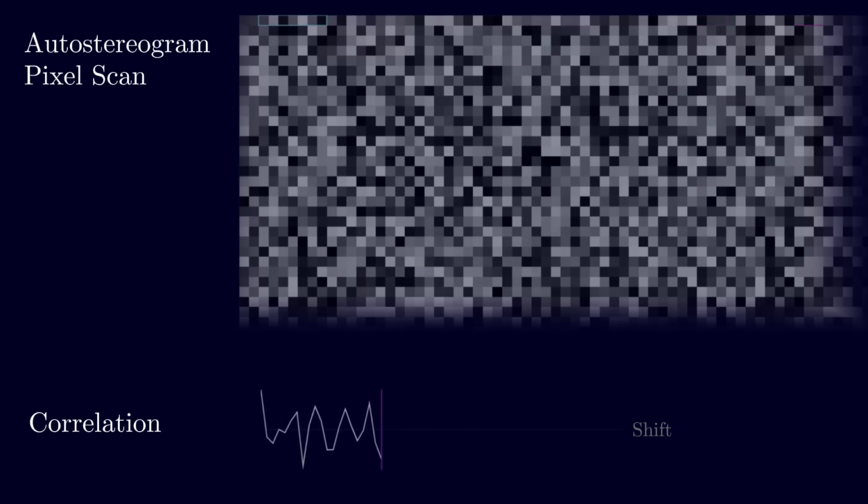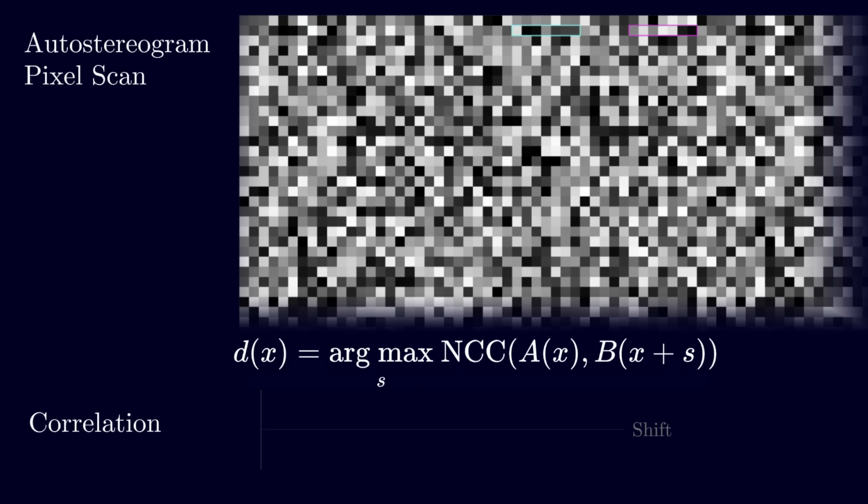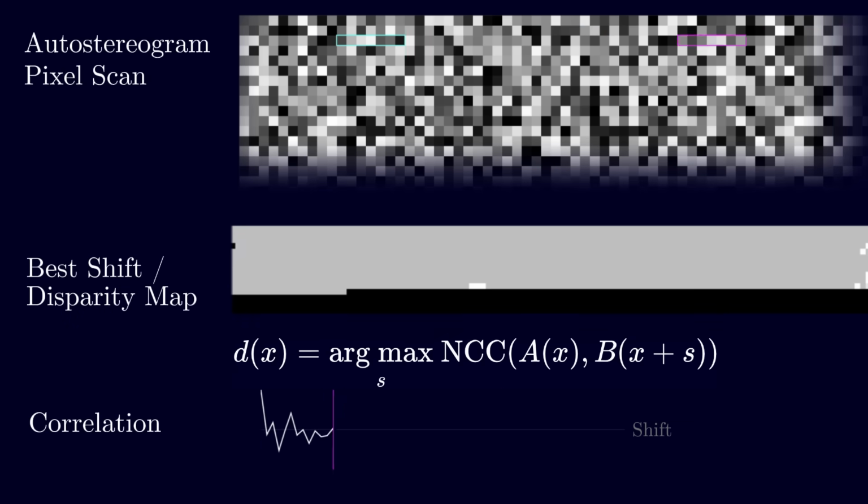As B slides across A, we compute NCC for every shift. Plot those values, and we get a correlation curve. There's usually one clear spike. That's where the windows align best. We take the shift at that peak as our disparity. That's the same shift the generator used. We've just rediscovered it. We repeat that for every pixel in every row.